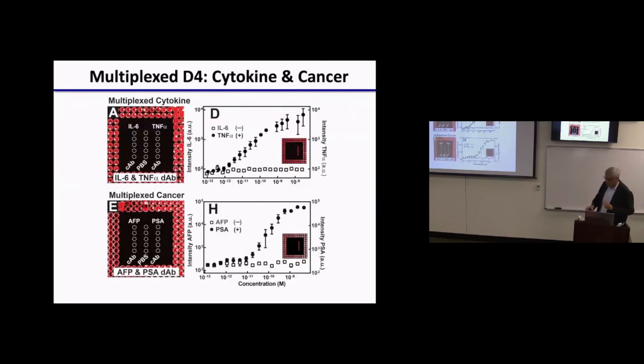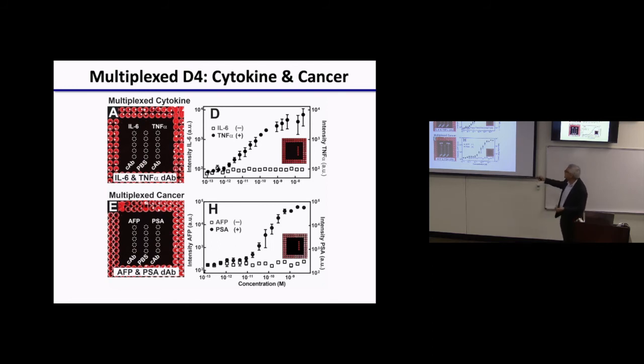So, what about multiplexing it? In principle, we should be able to multiplex it by printing different capture antibodies. So here's an assay. When we did proof of principle, we printed capture antibodies for IL-6 and TNF-alpha. What you see here is a dose response curve for TNF-alpha, because I printed capture antibodies against IL-6 and TNF-alpha, but when I printed the detection antibodies, in this case, I only printed the TNF-alpha detection antibody and deliberately skipped the detection antibody for IL-6.